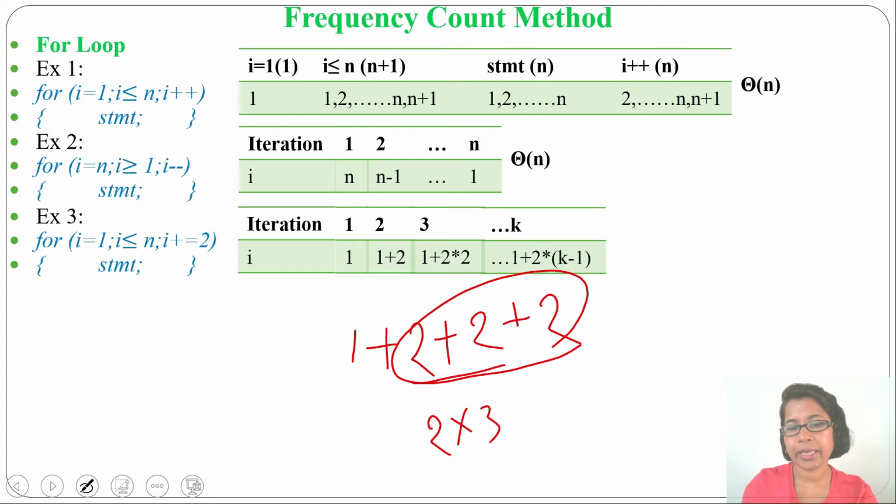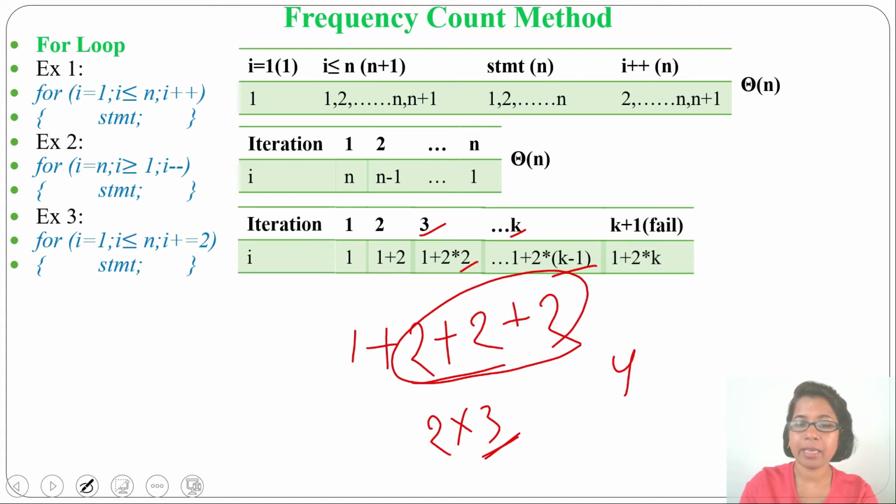Like this, for the kth iteration, it will be 1 plus 2 multiplication k minus 1. As you can see, for 3 it is multiplication 2, for 4 it will be multiplication 3, so for k it will be multiplication k minus 1. Let's assume that this is running up to k times. After k, it fails, meaning at the k plus 1 iteration it fails. What will be the I value at the k plus 1 iteration? It will be 1 plus 2 multiplication k.